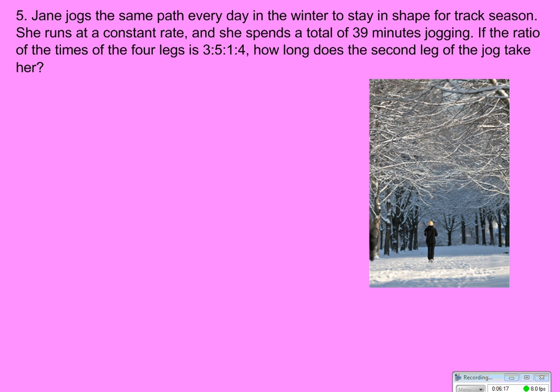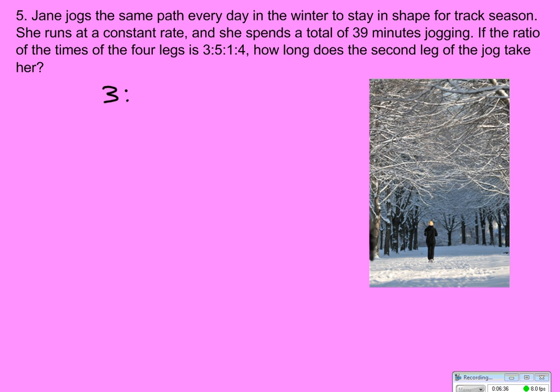Now, Jane jogs the same path every day in the winter to stay in shape for track season. She runs at a constant rate, and she spends a total of 39 minutes jogging. The ratio of the times of her 4 legs is 3, 5, 1, 4. How long does the second leg of the jog take her? All right, so we're measuring her speed here.